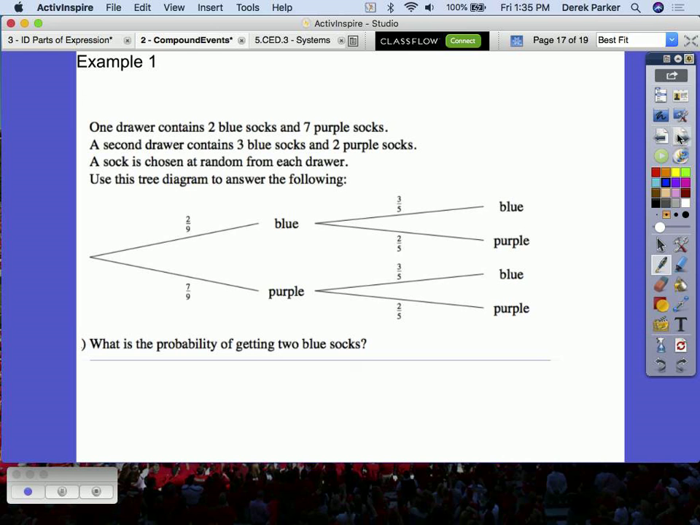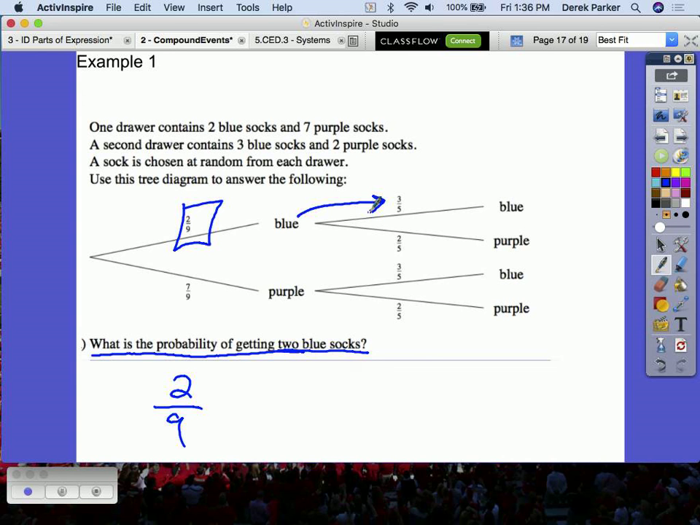Okay, so now the question is asking, what is the probability of getting 2 blue socks? So we start with the first blue, 2/9. Okay, I don't have to do anything. 2/9 has already been given to us, so that makes it real easy for us. Now, we go blue and move over to the other blue. The other blue probability, and again, this is in the second drawer, is 3/5.